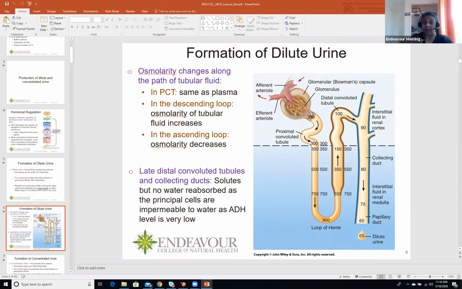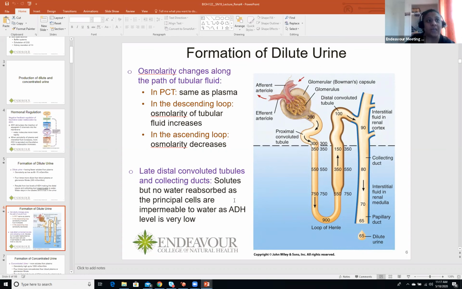But then as the filtrate passes into the descending limb, things change. Because as it goes into the descending limb of the loop of Henle, absorption of the solutes decreases, right? So the concentration of solutes in the renal tubules will increase. Water is still being reabsorbed in the first part of the loop, right? So water is leaving, solutes are still remaining in the tubules.